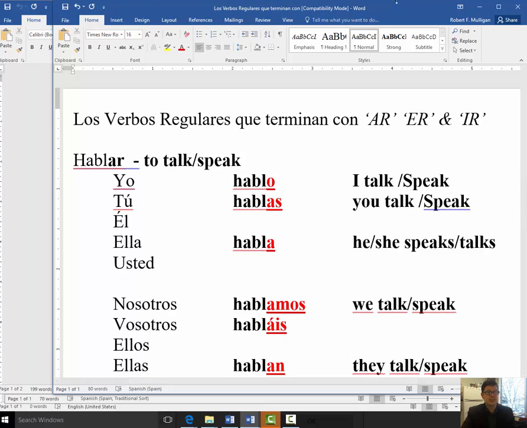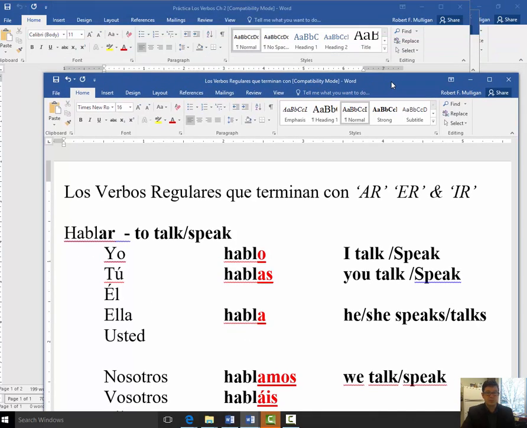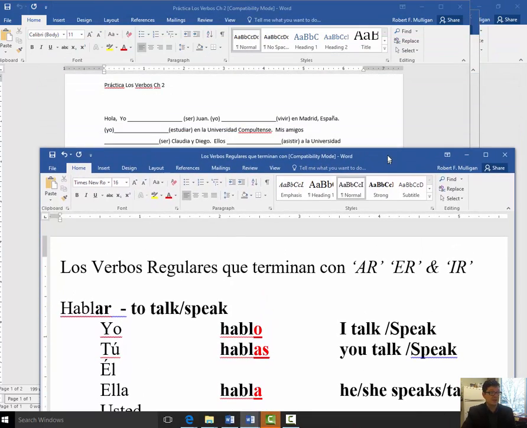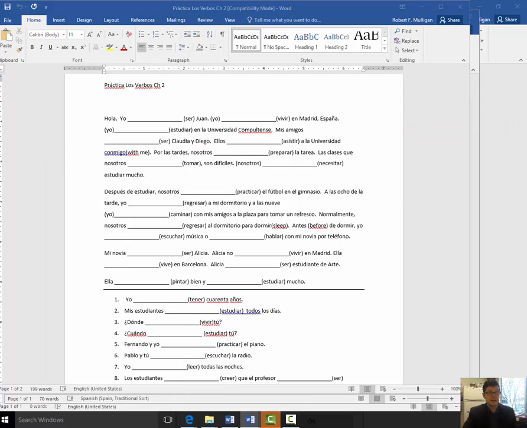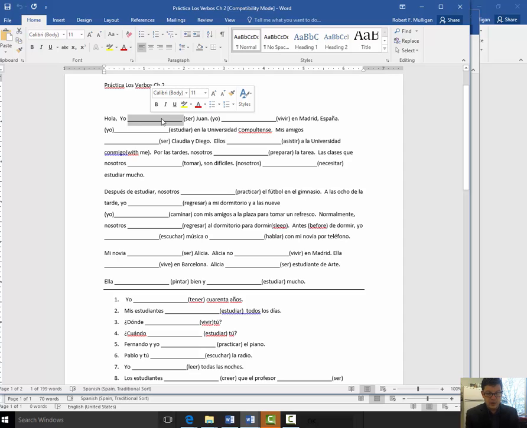Go ahead and have this sheet in front of you. This was, by the way, included in the email that I just sent to you. So let's do this practice. I'm going to move this over here, get out of the way, and using the sheet, let's do this one together. Práctica. Los verbos, capítulo 2. Yo, you already know this one.